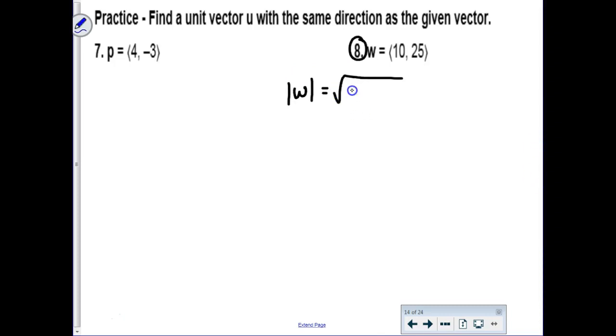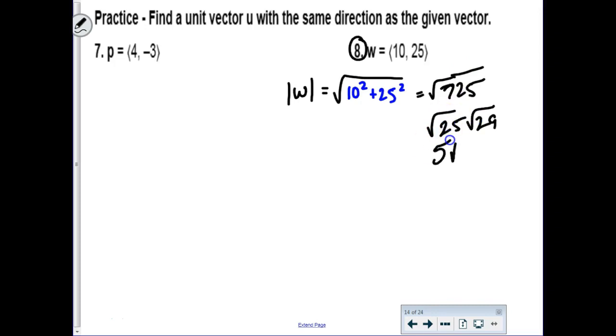This time I don't want a decimal. I want you to leave it as a radical, and I'm going to need you to reduce it as well. Bad news for everybody. So that's 625. Is that 725? So I know 725 is divisible by 25. What's 725 divided by 25? Is it 29? Okay. So this is 5 times the square root of 29. That's the magnitude that we're going to be using when we go to divide.